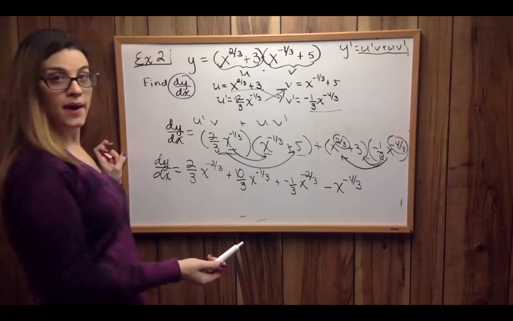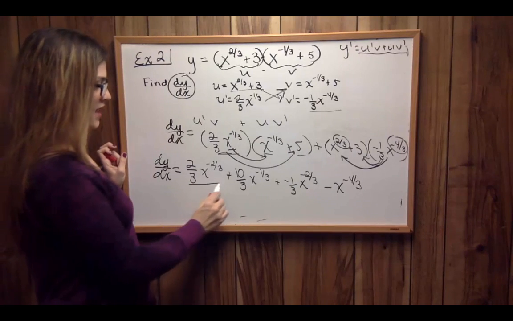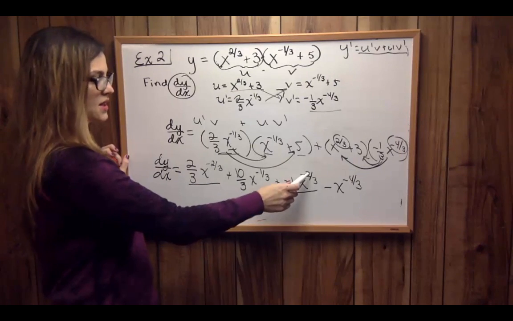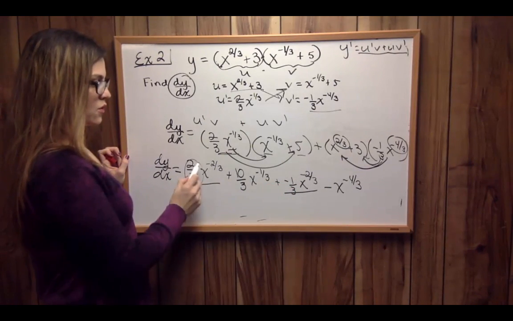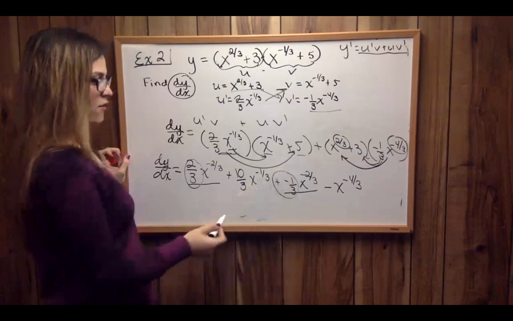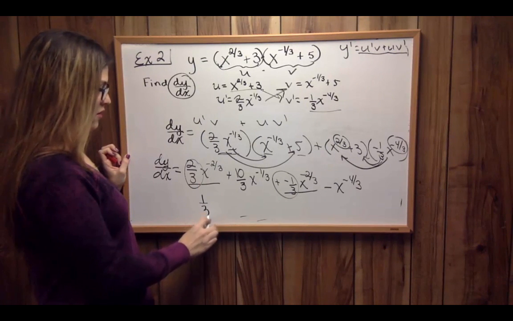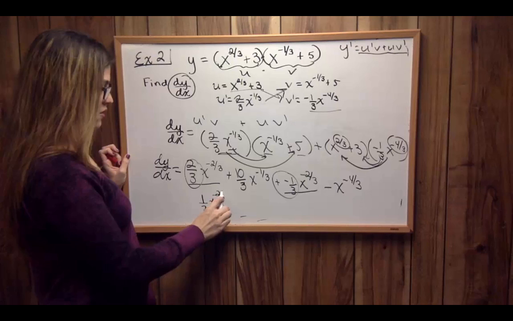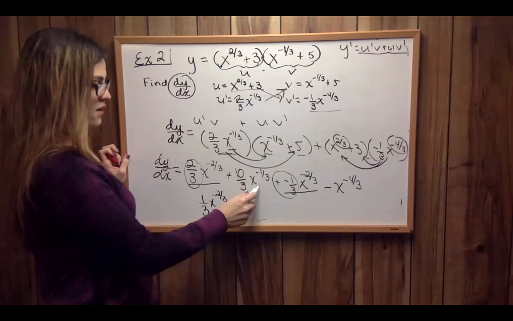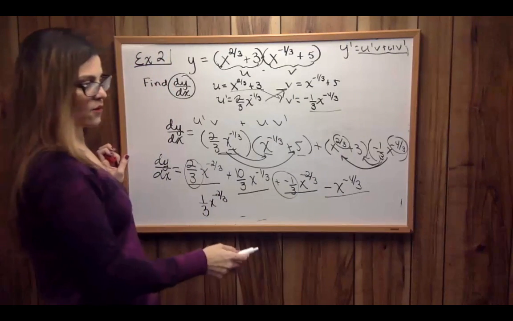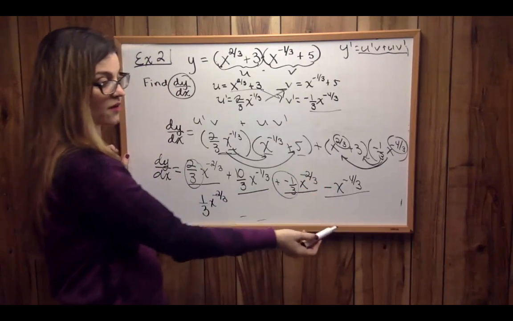We look to see what combining we can do. Notice here you have like terms, x to the negative 2/3, x to the negative 2/3. So it's 2/3 plus a negative 1/3, or 2/3 minus a third, gives you 1/3 x to the negative 2/3. And then you have here x to the negative 1/3, x to the negative 4/3, so they're not the same.